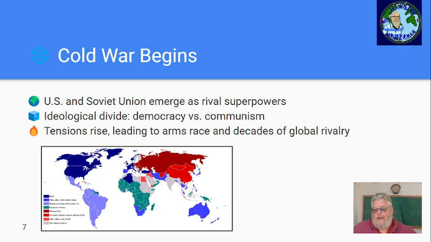One last global impact of World War II was the shift in global power. Two superpowers emerged: the United States and the Soviet Union. These nations had different values: democracy versus communism, and their rivalry would shape the second half of the 20th century. Tensions rose, and although they were allies in the war, distrust set in. This was the beginning of a new kind of conflict: the Cold War.